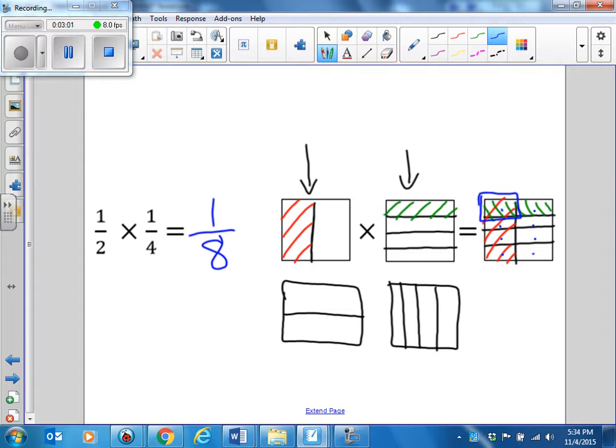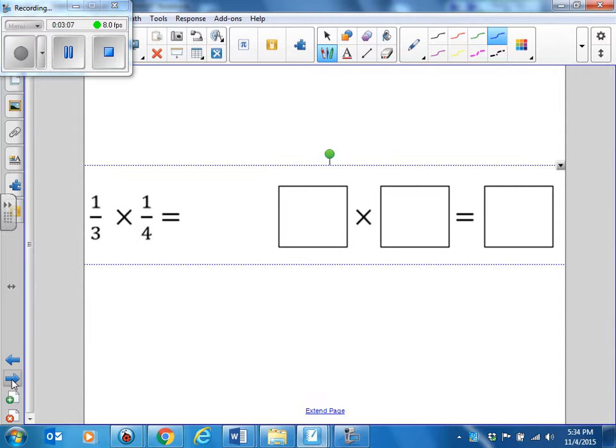And I would recommend that you do this in different colors. All right, if you need to, go ahead and pause the video. All right, let's go ahead and look at the next one.